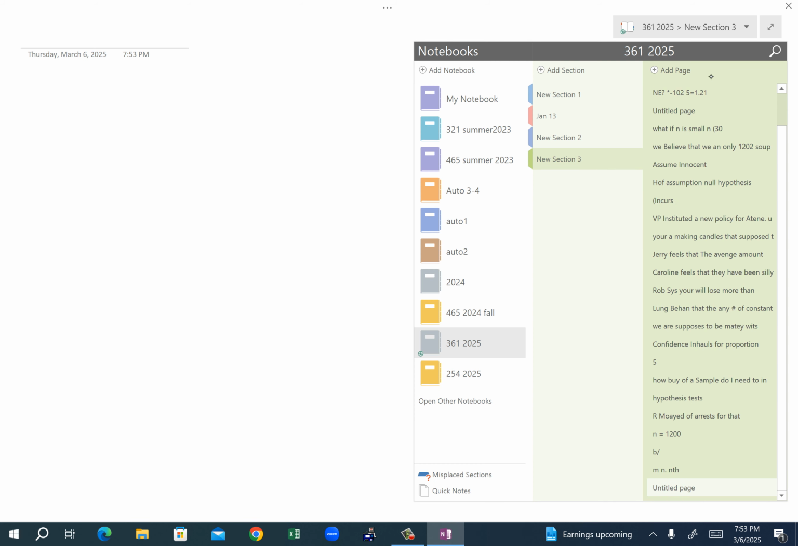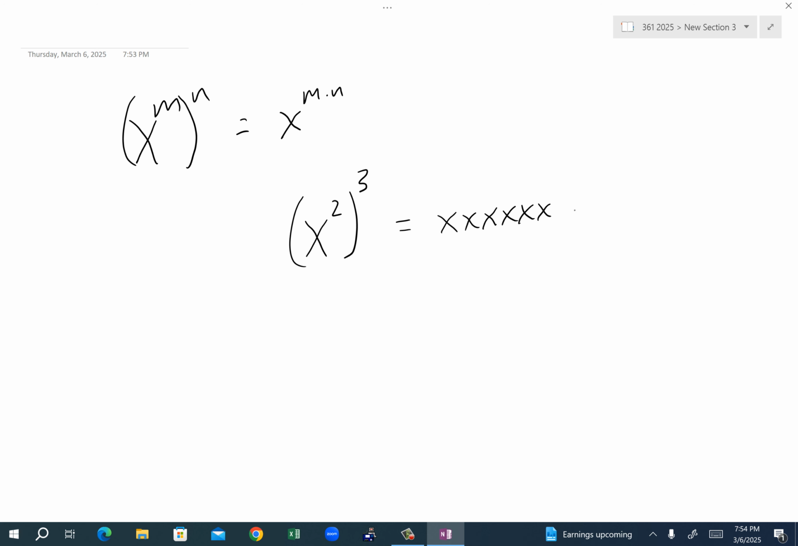Another one that comes along is x to the m to the n power. In this case, you multiply your exponents. What do I mean by that? Well, what if I had x squared and I cubed it? That means x squared times x squared times x squared, which is x to the 6th. Oh, you mean 2 times 3? Exactly. We call this a power to a power. It's kind of a big deal.